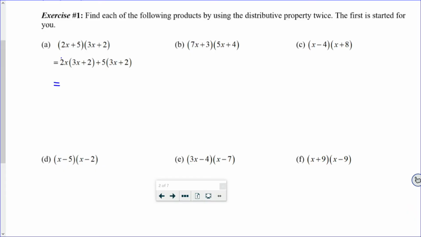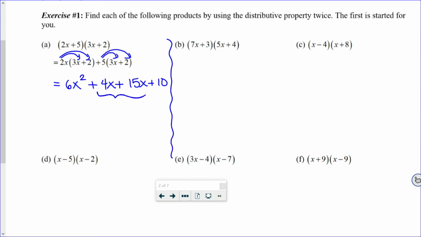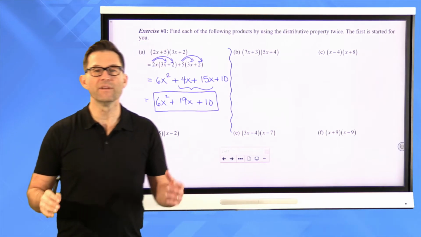So at this point, I'm going to distribute my 2x, and I'll have 2x times 3x, which is 6x squared. Then 2x times 2, which is 4x. Now, plus, I'll distribute the 5 through. 5 times 3x is 15x, and 5 times 2 is just positive 10. Just like when we FOIL two binomials, the only two terms that we can combine are those middle two terms. 4x plus 15x is 19x, plus 10. Right? That's it.